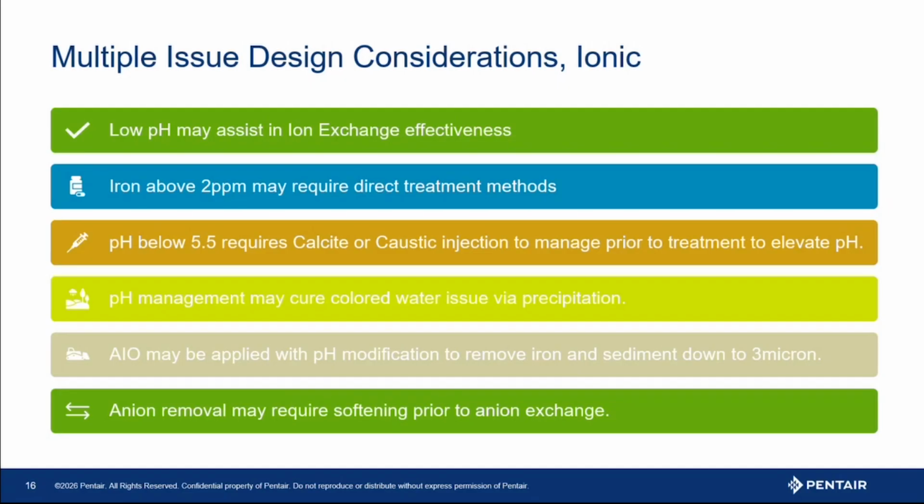Be careful with this. If you have low pH coming into the building and you're doing cation exchange softening first, you may have to do pH modification afterwards to raise that pH, to make it beneficial for the plumbing infrastructure, right? Iron above 2 parts per million in the water may require direct treatment for iron to keep that cationic resin bed from fouling over time.